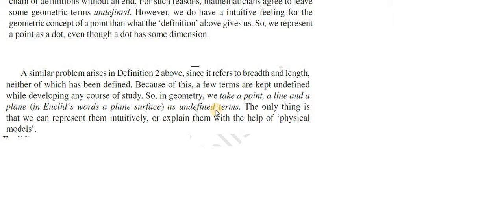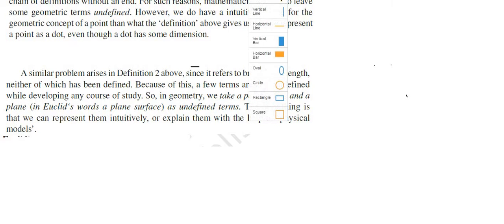Which are the undefined terms in Euclid geometry? A line, a point, and a plane, or you can also call it a plane surface. These three terms are undefined terms in Euclid geometry. The only thing is that we can represent them intuitively or explain them with the help of physical models. We can tell this is a point, this is a point, this is a point, but we are not able to give an exact definition for that.